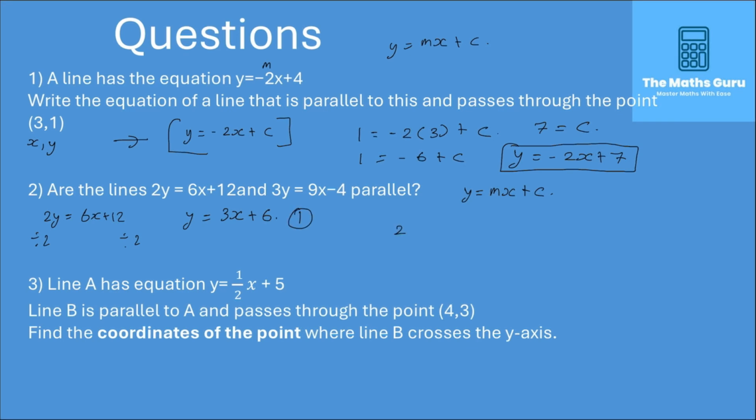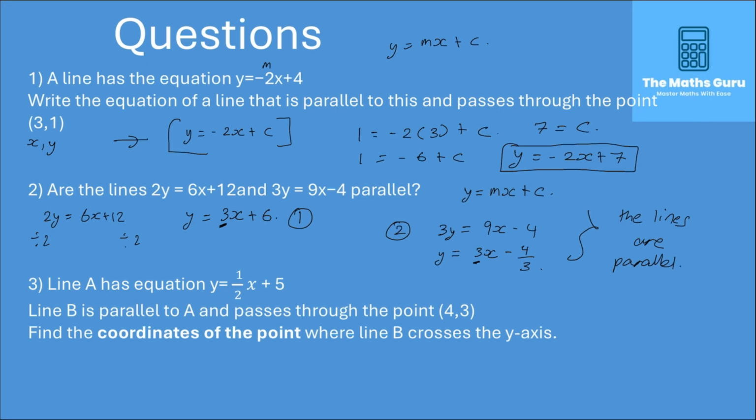Now, looking at our equation number 2, we have 3y equals 9x minus 4. On the left-hand side, we see that we have 3y. We need to reverse this to make it y, so we divide through by 3. So y is equal to 3x minus 4 over 3. Now, we compare our m values, so 3 compared to 3, and we can see that the lines are in fact parallel.